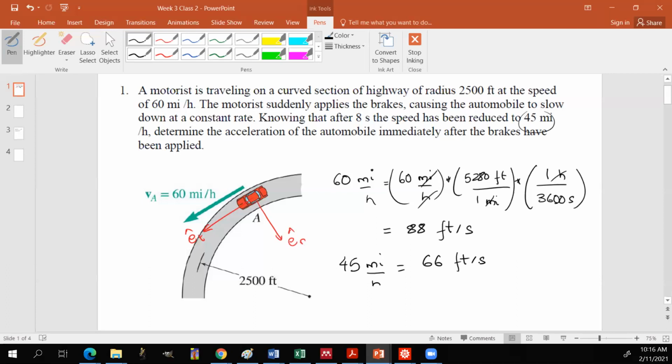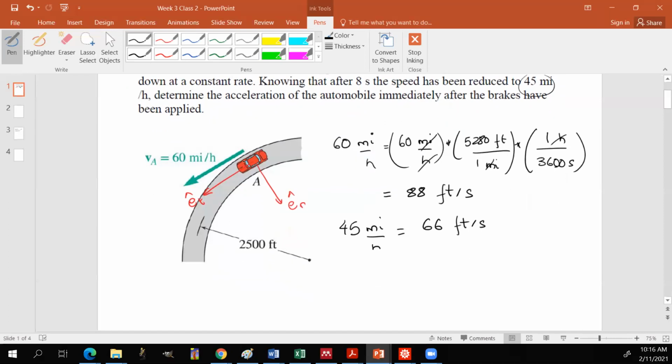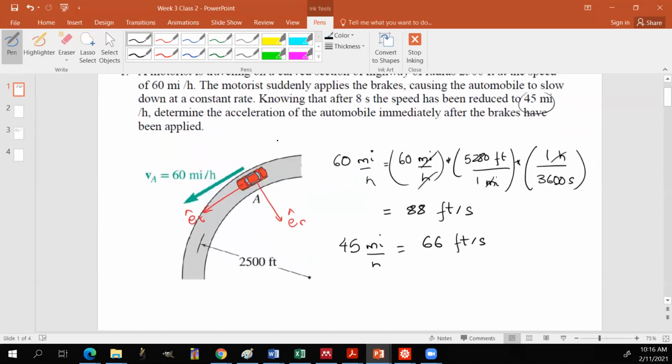Your acceleration is going to be constant, because you said that it constantly reduces the speed.